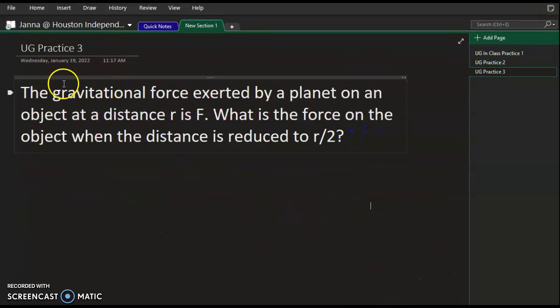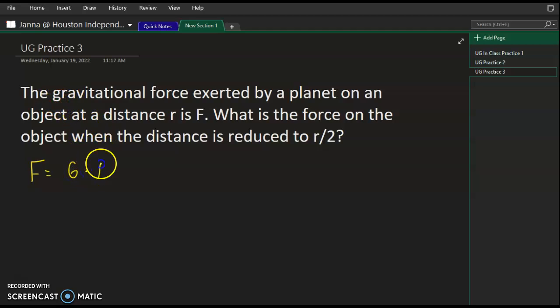Last practice: the gravitational force exerted by a planet on an object at a distance r is F. What is the force on the object when the distance is reduced to r over 2? So this is just a math sense problem. The first sentence tells us you have two masses, and when they're at a distance r from each other, you get F. What happens though if we change this r to r over 2?